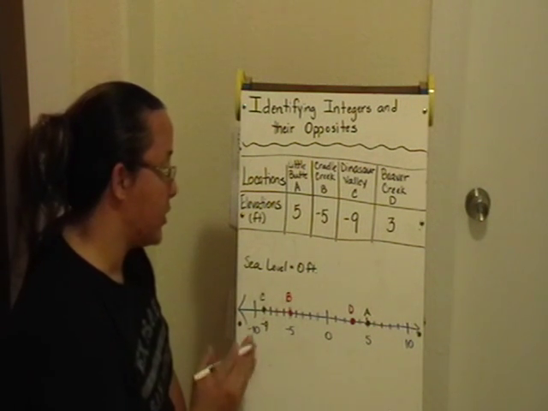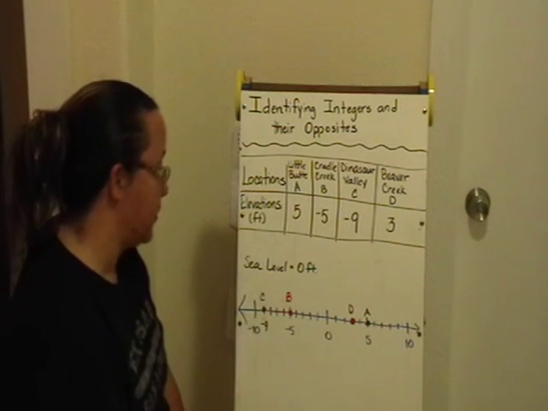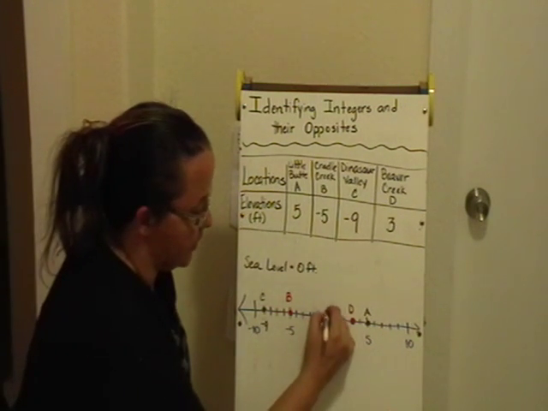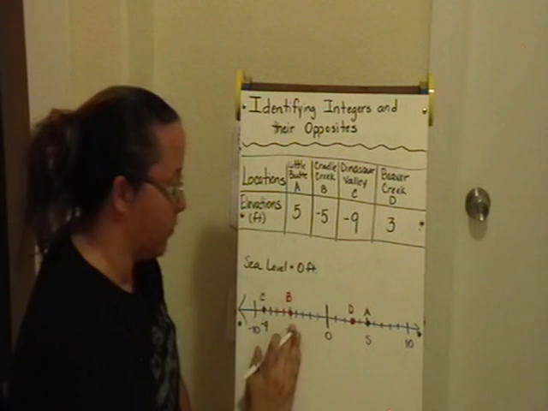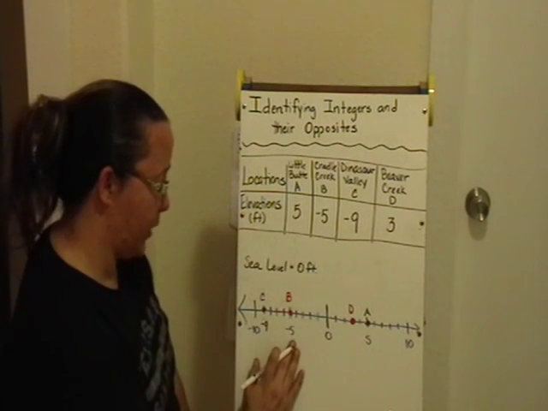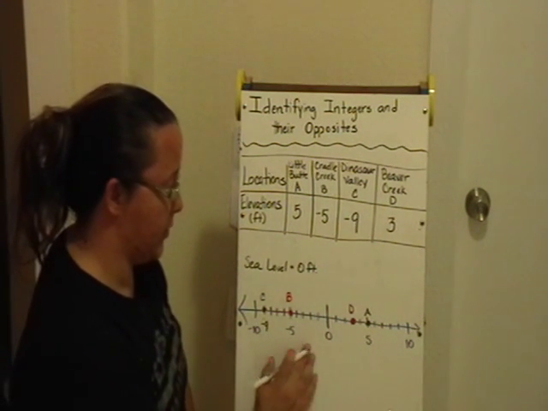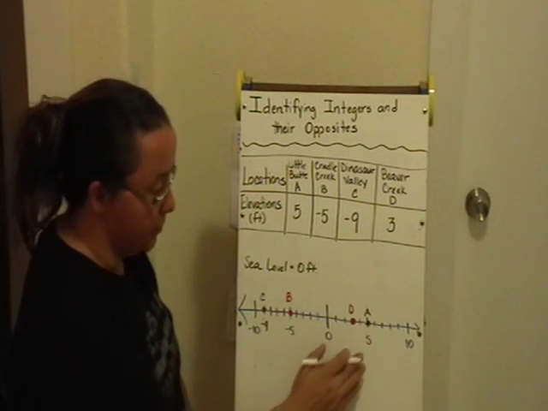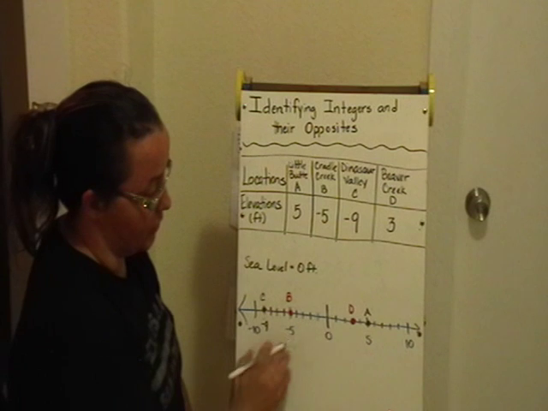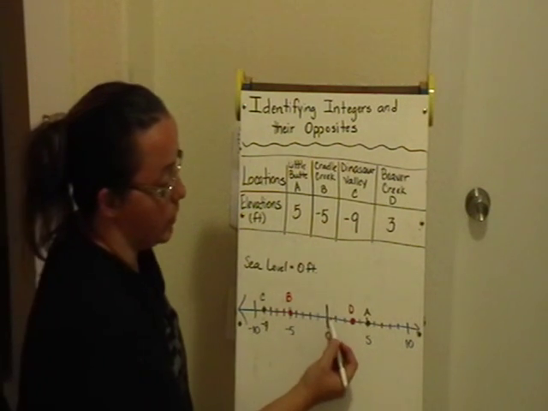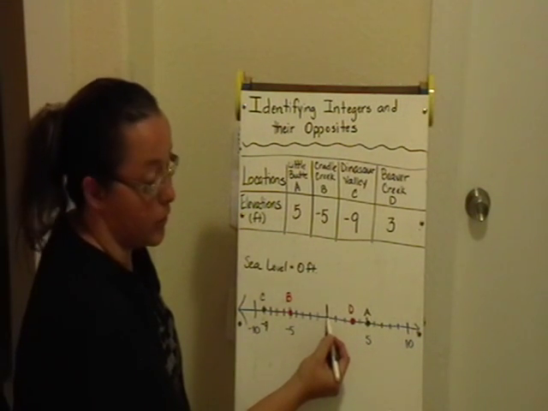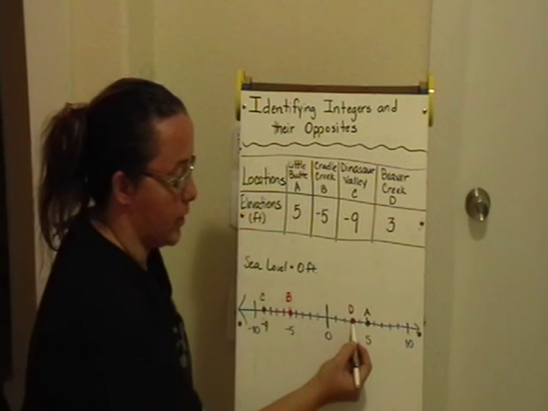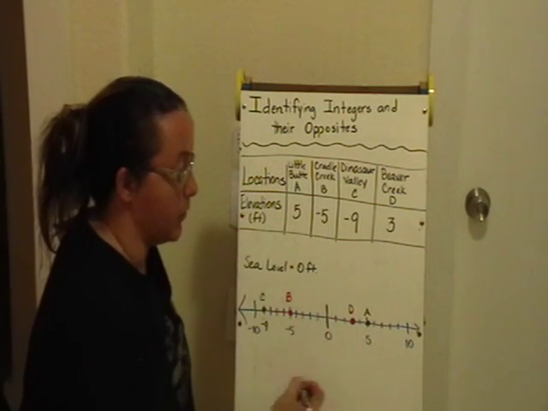Now, which location is closest to sea level? If this is sea level right here, we have Cradle Creek is 5 feet below sea level, Beaver Creek 3 feet above sea level. We have Little Butte, which is 5 feet above sea level. So we want to know which one's closest to sea level, so that would be the shortest distance away from 0. And that in this case would be point D, Beaver Creek.